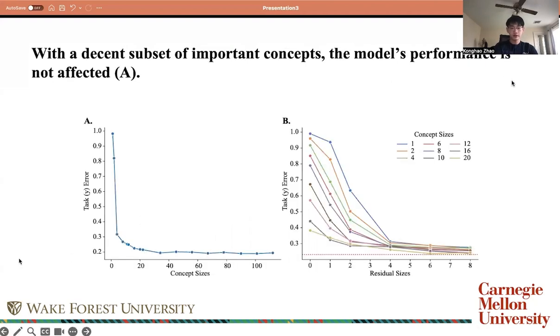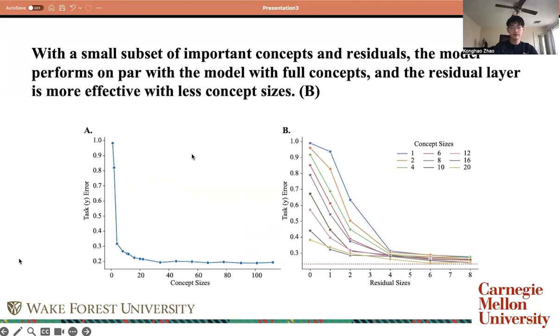So the first result is that from figure A, we can see that with a decent subset of important concepts, the model's performance is not affected. We can tell that from a concept size of around 40, the performance is very good compared to the performance of the model with the full concept size. The second finding is that with a smaller subset of important concepts and residual, the model performs on par with the model with full concept size, and the residual layer is more effective with smaller concept sizes.